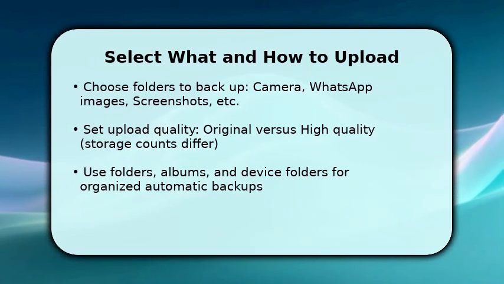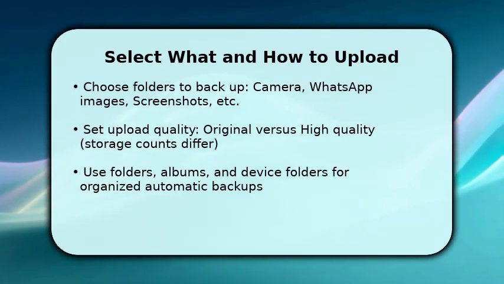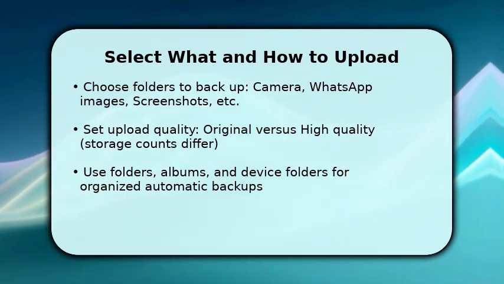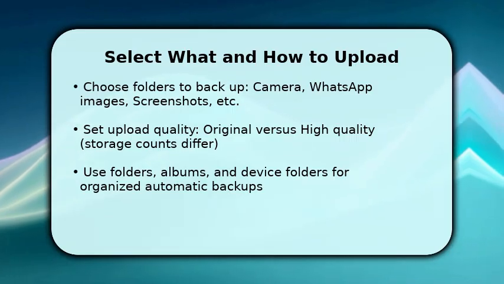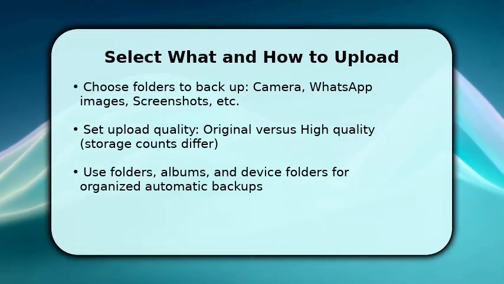Once backup is enabled, select which device folders to include so you don't upload everything by accident. Tap Device Folders and toggle Camera, WhatsApp images, screenshots, or any app folder you want backed up.